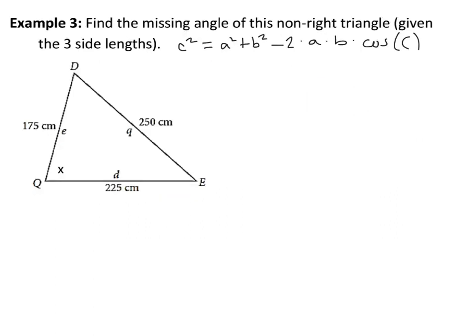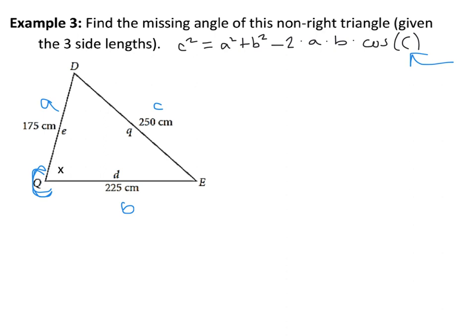All right, example 3, find the missing angle of this non-right triangle given the 3 side lengths. So this one's going to be a little bit trickier because we're going to have to balance and solve to get this by itself. All right, so I wrote out the law of cosines for us. We need to label the triangle. I'm going to start off with the missing angle C. So this is our missing angle C. So that makes this little c. And then the other 2 sides are just a and b. So we go ahead and we plug in everything that we know.